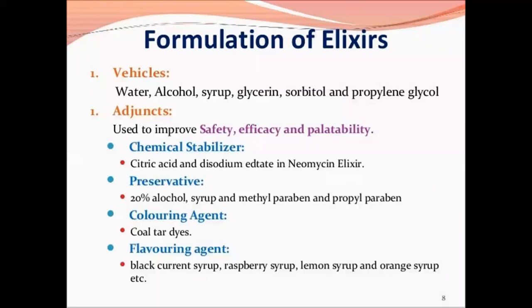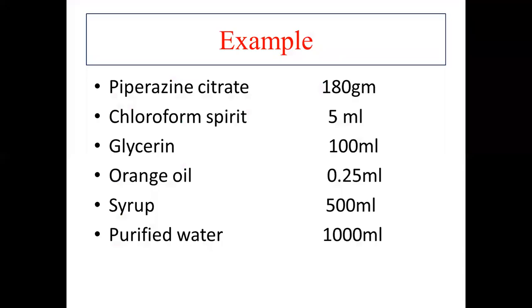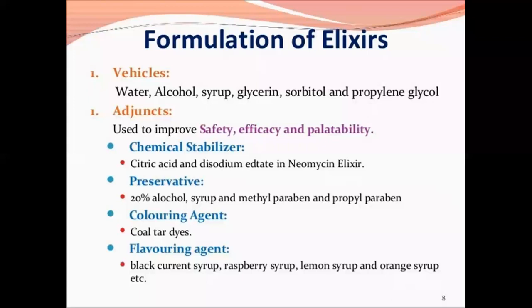Their example, coal tar dyes. And last one is flavoring agent to mask the bitter taste of drug and to improve their taste or to improve the palatability. So their examples, black currant syrup, raspberry syrup, lemon syrup, orange syrup. So this is about formulation of elixir. समजले formulation, which agents are added?